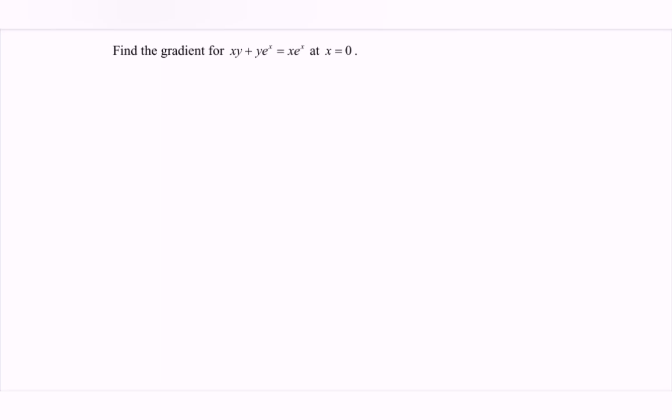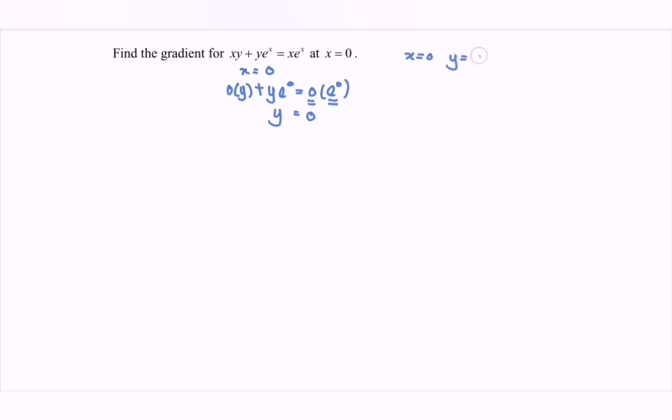Continue. Find the gradient for xy plus y multiplied with e to the x, equals x multiplied with e to the x, at x equals 0. Before we start the differentiation, kindly find the value of y. If we substitute x equals 0, we will have 0 multiplied with y plus y multiplied with e to the 0 equals 0 multiplied with e to the 0. So here we will have y equals 0 plus 1, so the answer of y will be 0. So here we have x equals 0, y equals 0.